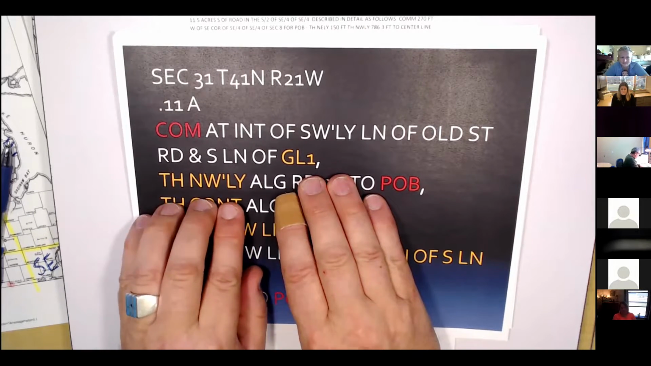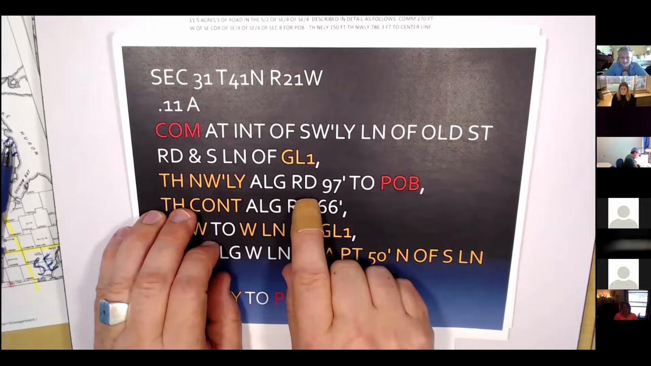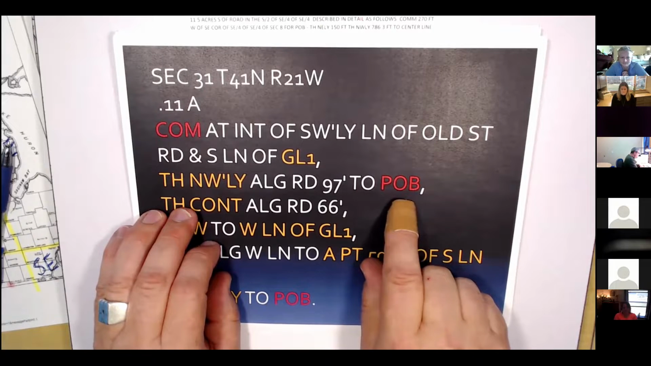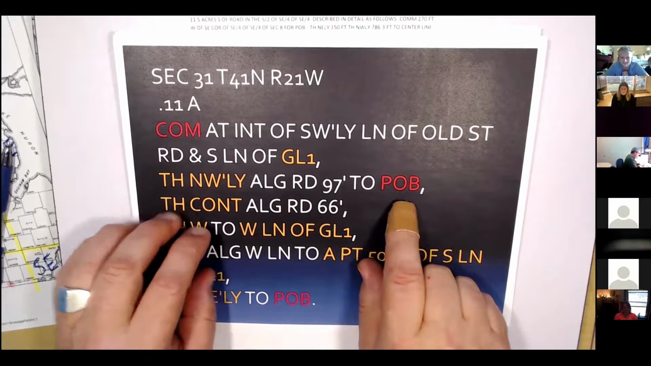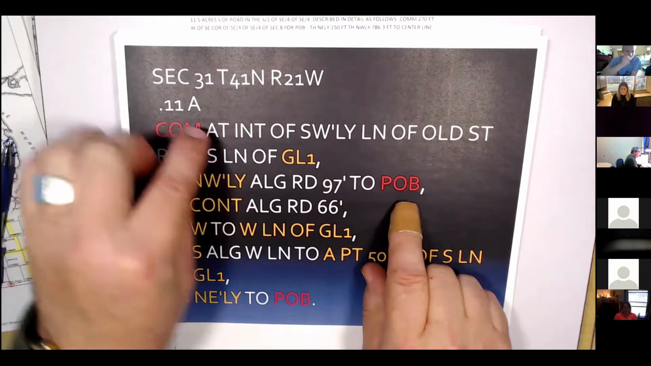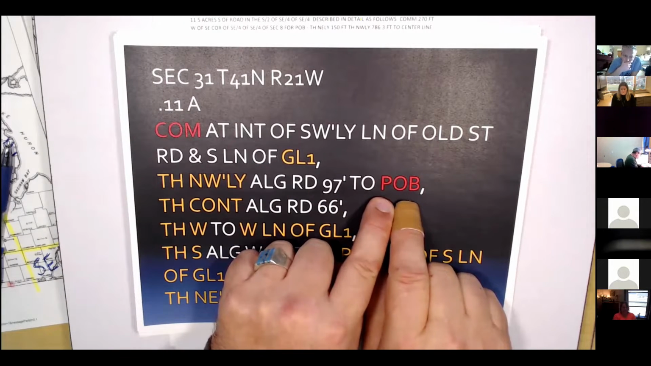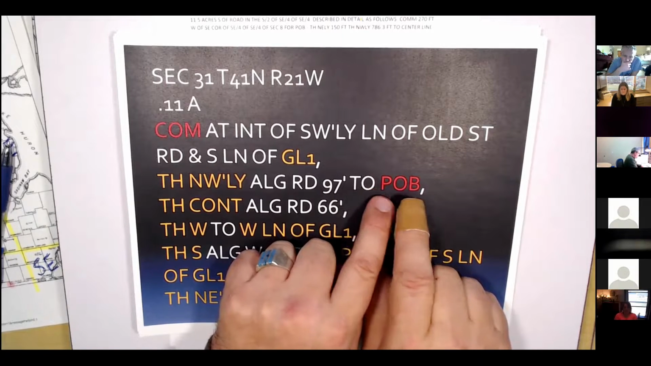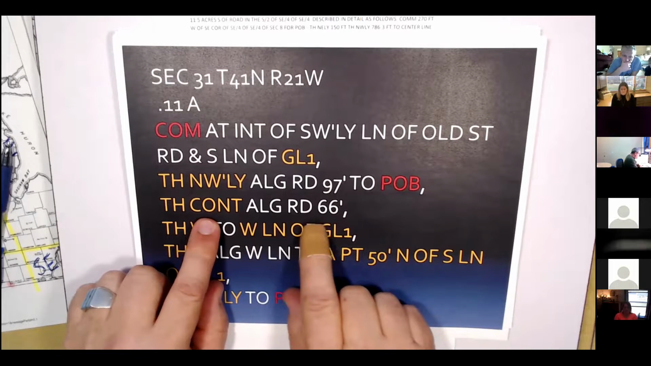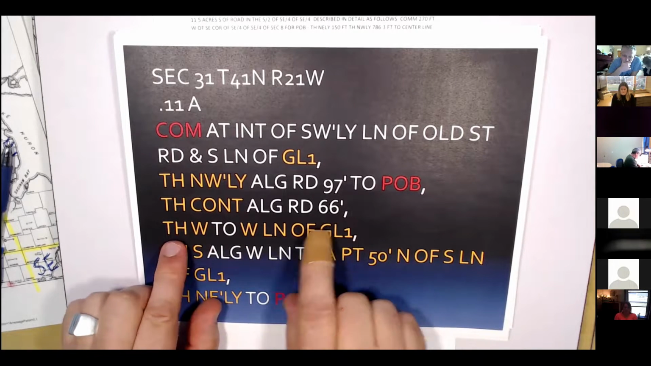Then you're going to go northwesterly along the road, 97 feet. There's your point of beginning. That's where this piece of property starts. Everything before your point of beginning is basically how to get to where the property description starts. Once you know where you're starting, then you're continuing along the road another 66 feet.